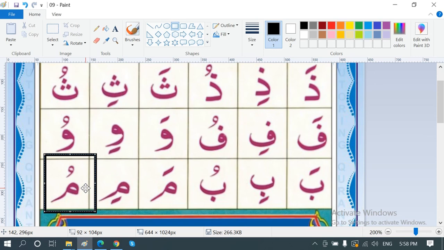Fatha moves the sound up, kasra moves the sound of the letter down, and dhamma moves it around. I hope you got this.